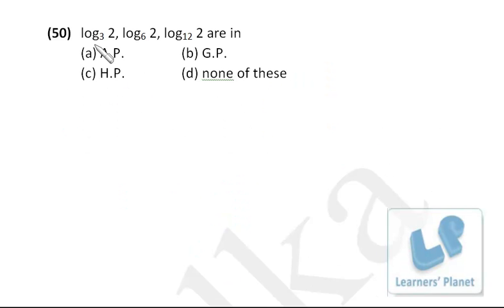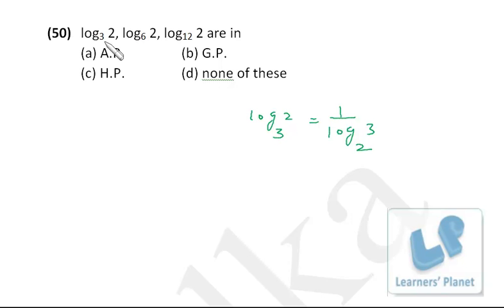Now let's see this problem. Log 2 to the base 3, log 2 to the base 6 and log 2 to the base 12 are in AP, GP or HP. See, to be able to solve this sort of problems, you must be clear with the basics of logarithm. Now you must be knowing that log 2 to the base 3 is 1 upon log 3 to the base 2. So what I do is I just write down their reciprocals. That means log 3 to the base 2 is equal to 1 upon log 2 to the base 3.